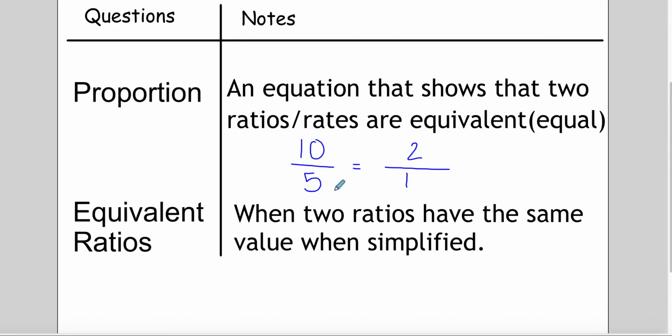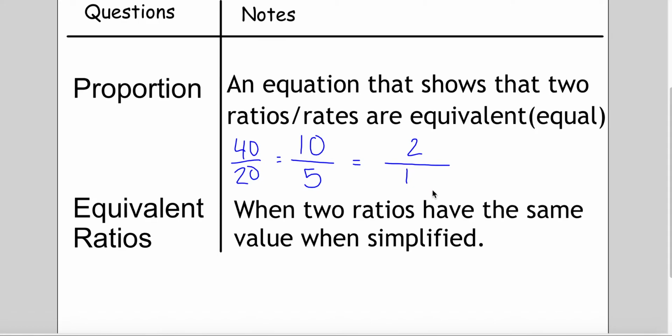The act of reducing or simplifying is one way that we can create equivalent ratios. We could even multiply to make them higher. We could take this and say, I'm going to multiply both of these by 4 and have 40 over 20. Those would all be equivalent ratios. Equivalent ratios, when simplified, have the same exact form. So if I was to reduce this and reduce this, they would all come back to 2 over 1.